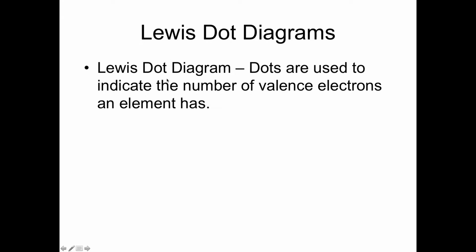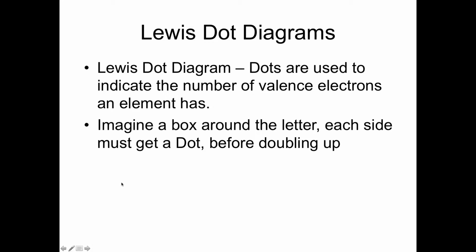Okay, now we're going to start talking about something called Lewis dot diagrams. Basically that is just drawing dots around an element, and that's indicating how many valence electrons an element has. Some of you might have done this in another science class, and it's actually really easy. Here's my advice for it. Imagine a box around the letter, so like the symbol. Each side must get a dot before you double up on the sides. And I have an example here.